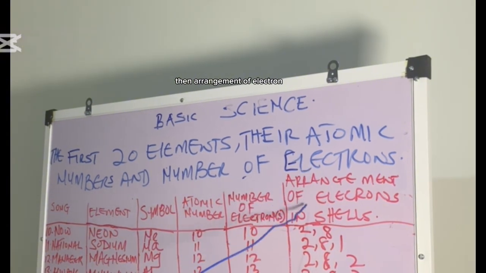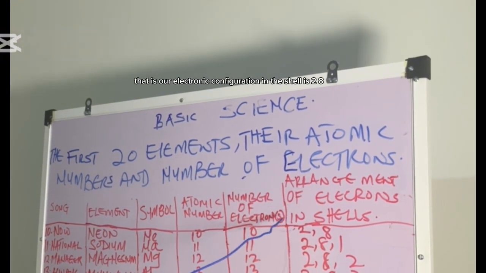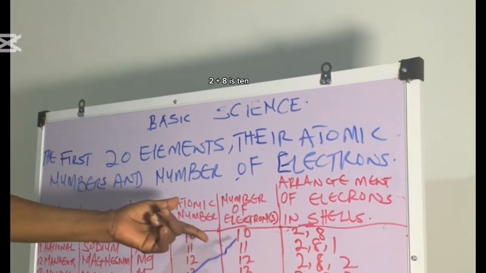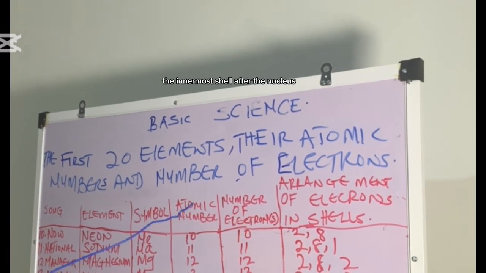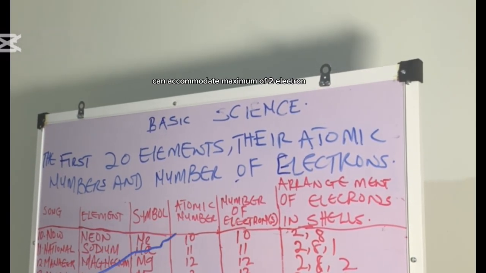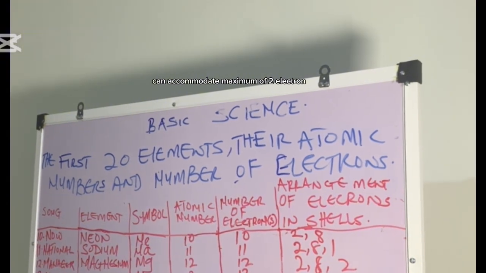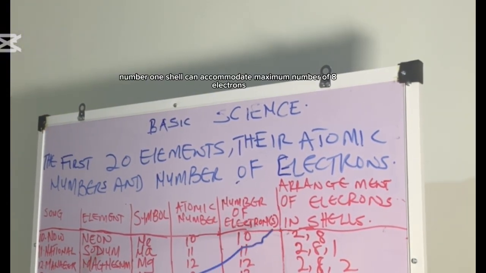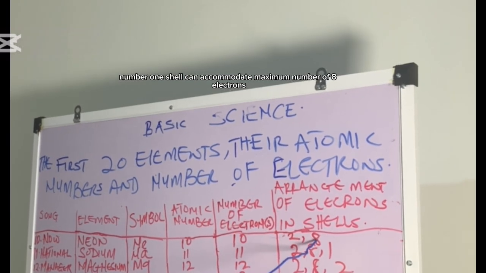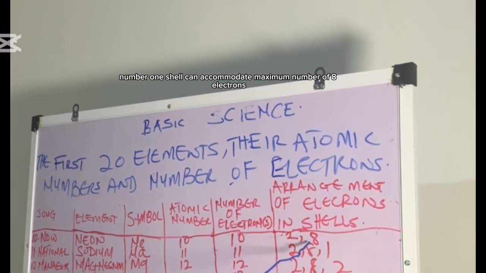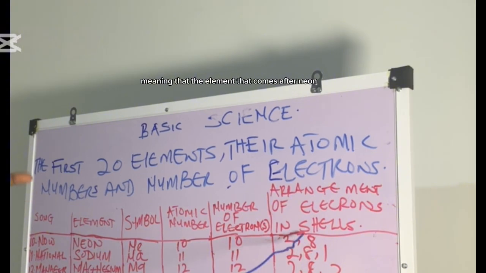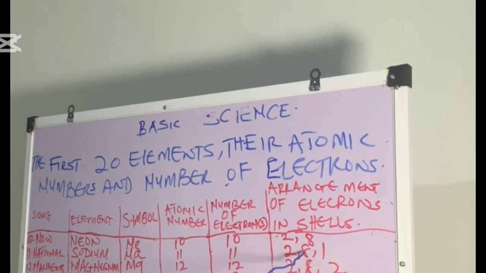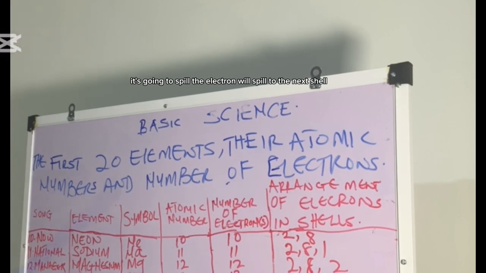Then the arrangement of electrons, that is our electronic configuration in the shell, is 2 8. 2 plus 8 is 10. Remember I said the innermost shell after the nucleus can accommodate a maximum of 2 electrons. Then the next shell after that number 1 shell can accommodate a maximum number of 8 electrons, meaning that the element that comes after neon is going to spill, the electron will spill to the next shell.